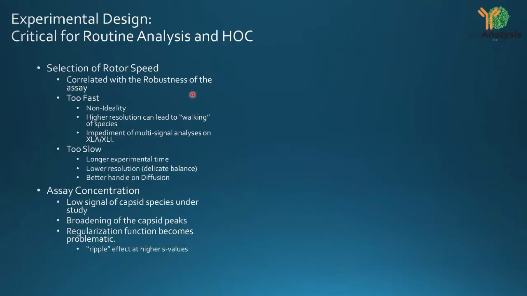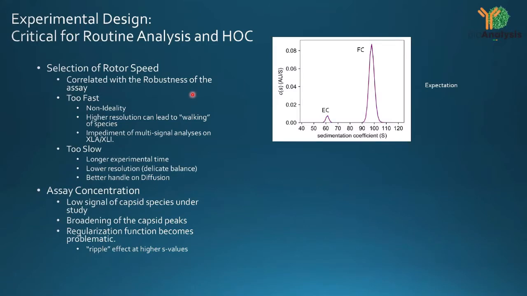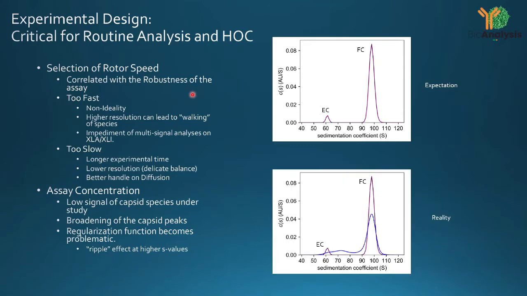A couple of things we have to think about in terms of experimental design in this case. So I modeled some data. This is what we usually think about in terms of empty capsid and full capsid, but in reality, it looks like that, a smear. So what new things should you really consider, especially when looking at higher order capsids or HOSs? You have to think about the rotor speed.